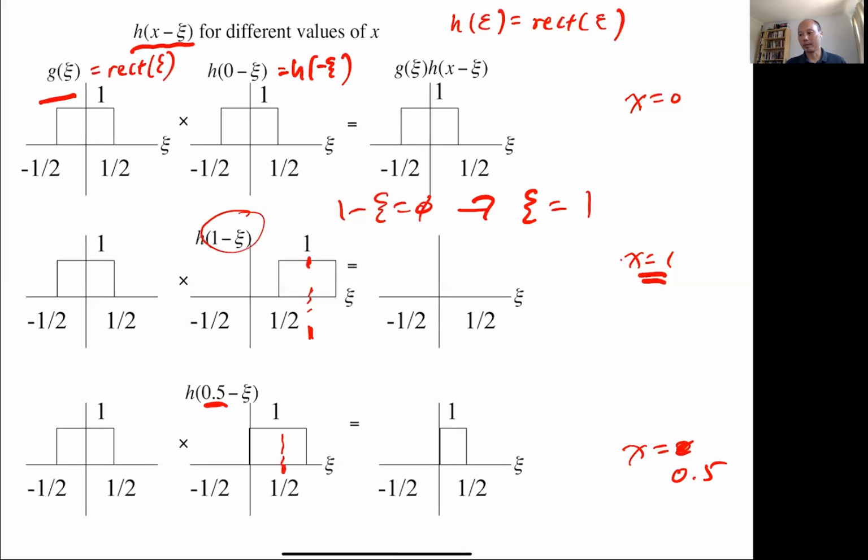So you can always sort of figure out that flipping and shifting. And then the next thing is we multiply these two things together. In this case, when we multiply the two together, I get a rect function. And then I would integrate over this multiplication. In this case, the area is equal to 1, right?